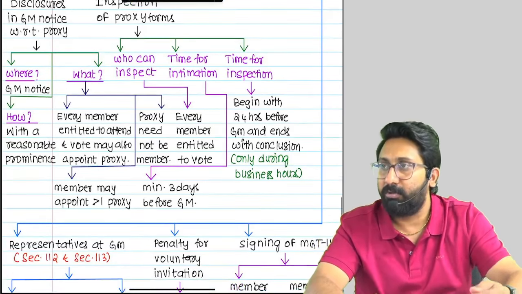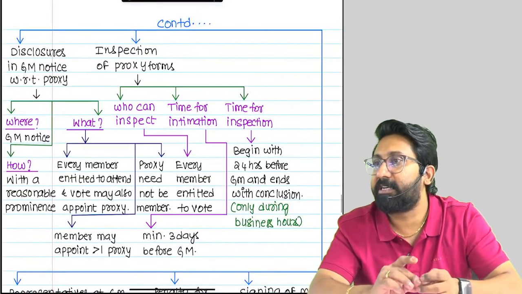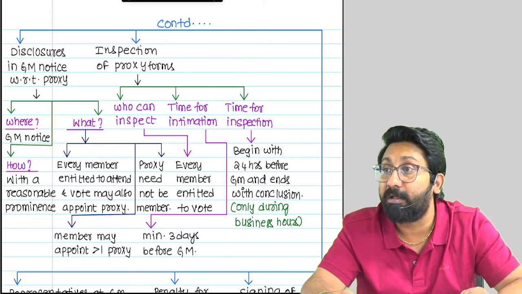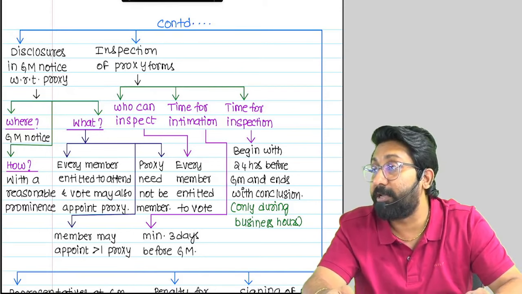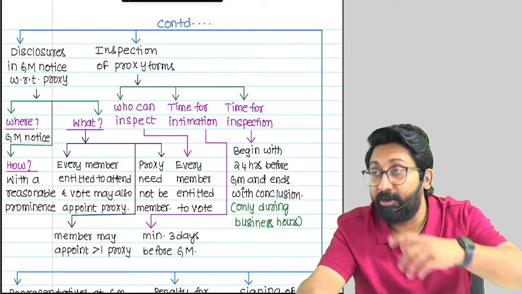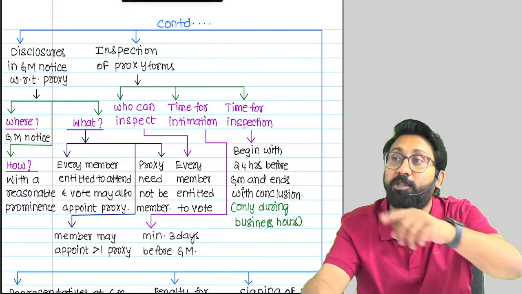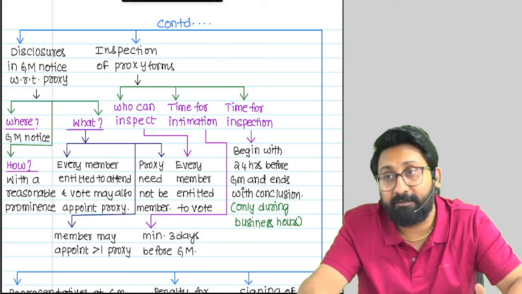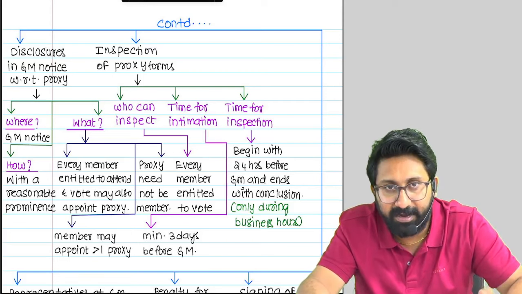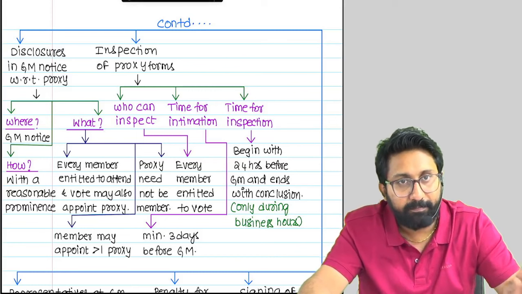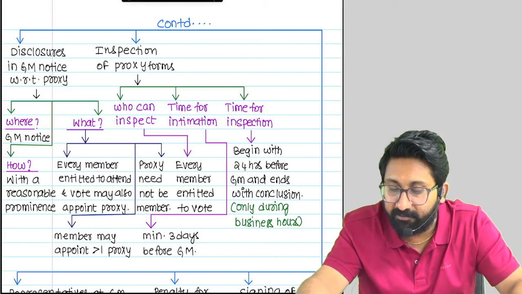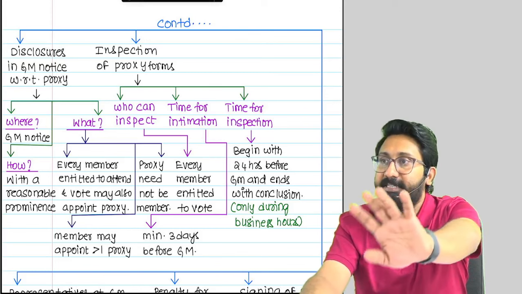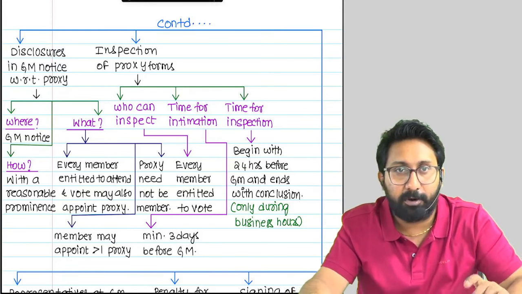Next, point number two. Proxy forms, once deposited with the company, can be inspected or not? For that, you need to start inspection how many hours before the meeting? And you can conclude with the conclusion of the meeting. The intimation should be given 3 days prior. Understood the point clearly? What is the form for a proxy? MGT 11. This is all about proxy section, most important contents.